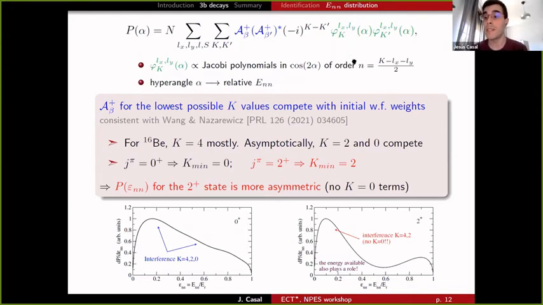And this is related to what I said before, that is related with the effective barrier for three-body systems. The fact that for the 0 plus and the 2 plus states, the neutrons have to penetrate different barriers with different heights, produces this difference in the distributions.